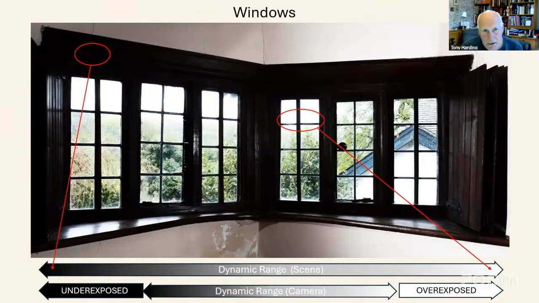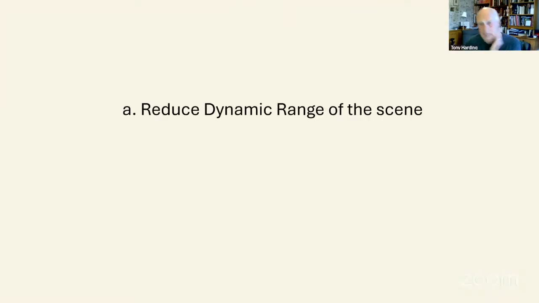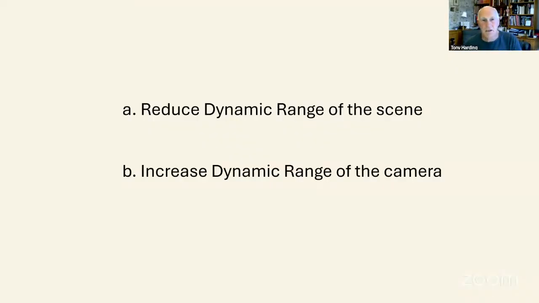So if we're going to get a more effective picture of that window, we need to do one of two things. We can either reduce the dynamic range of the scene or increase the dynamic range of the camera. And the good news is we can do either of those things. So we're going to look at an example of each. And I'm going to look at, first of all, this window, reducing the dynamic range of the scene.